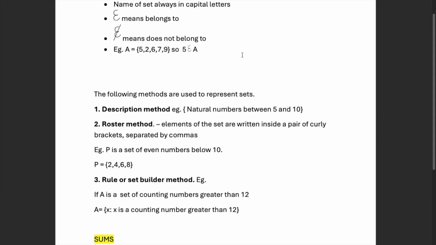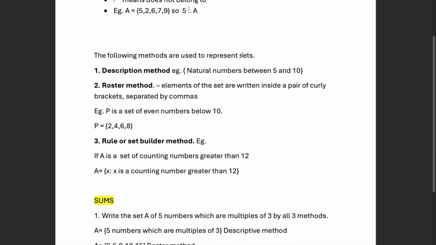Now remember, if they use the word between, say the numbers between 1 and 10, you have to omit 1 and 10. You have to write only the ones in between. Rule or set builder method. Example, if A is a set of counting numbers greater than 12, you have to put it as A is equal to {x : x is a counting number greater than 12}. The colon represents such that. And remember, this always has to be in singular. You cannot say x are all the counting numbers. No, it is a counting number greater than 12.